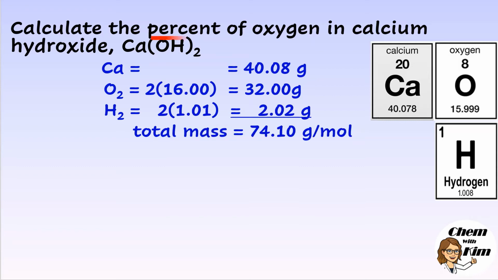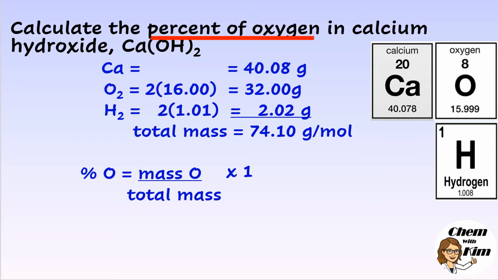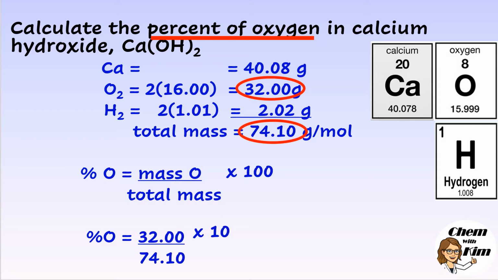In this problem, it was only asking us to find the percent of oxygen. So we're going to take the mass of oxygen, divide by the total mass, and multiply by 100. The mass of oxygen in this case is 32.00, and the total mass was 74.10. Because we took the time to write out all our work, it's very easy to go back and pull out the specific numbers that we need to use. So we're going to put the 32.00 over the 74.10, divide, multiply by 100, and the percent comes out to be 43.18%.